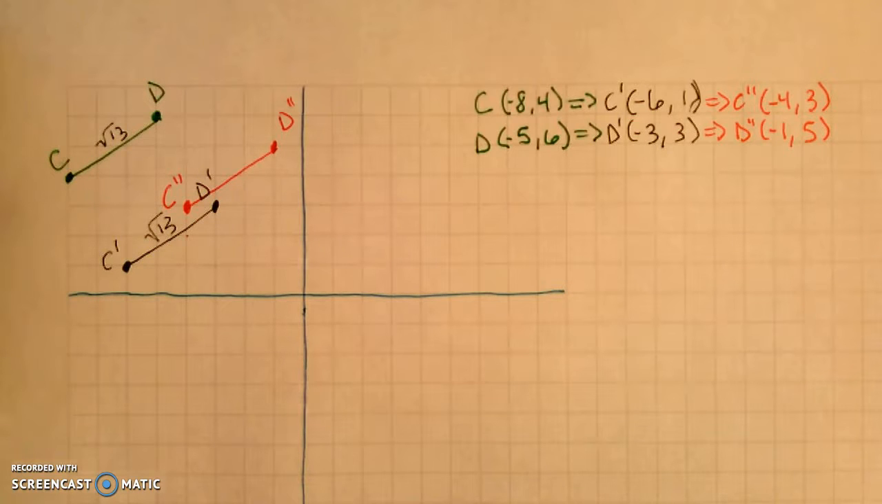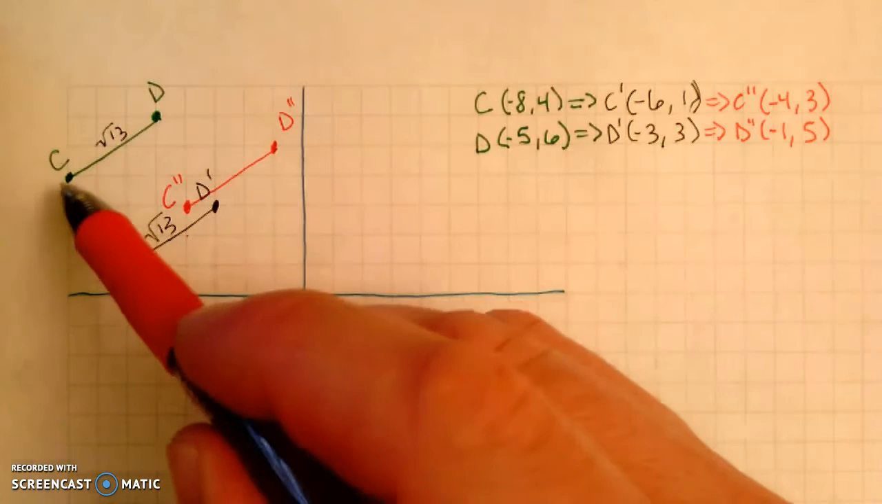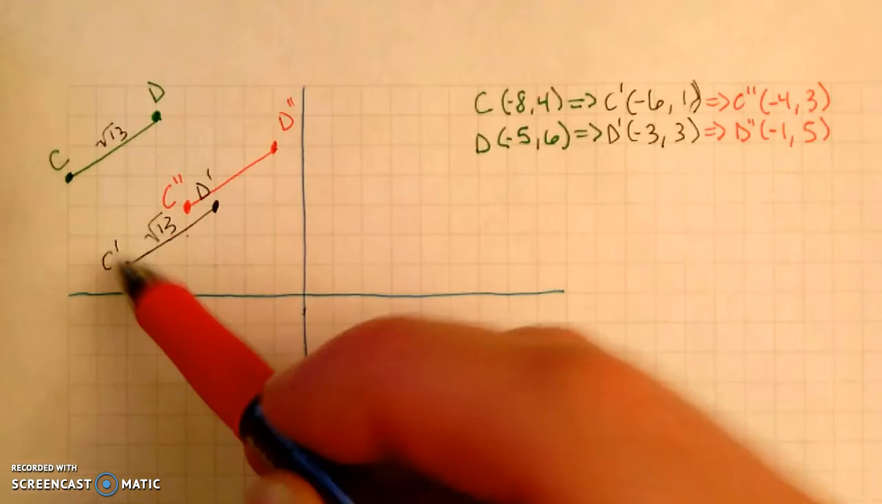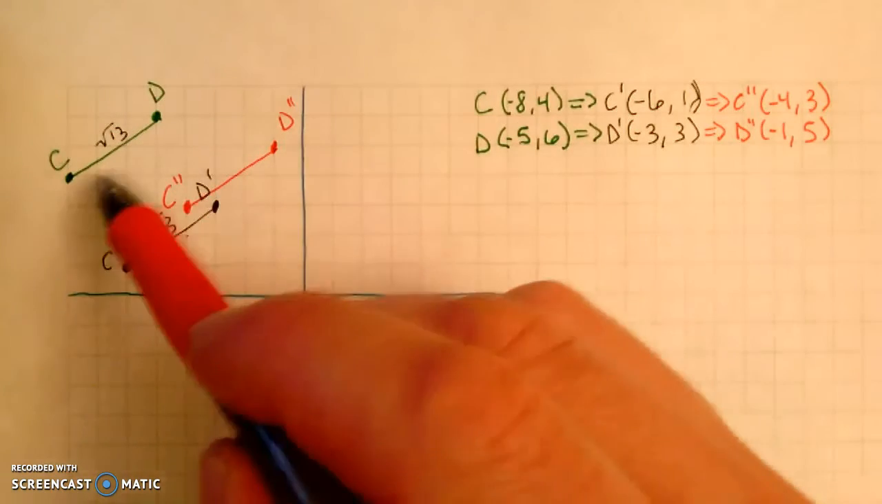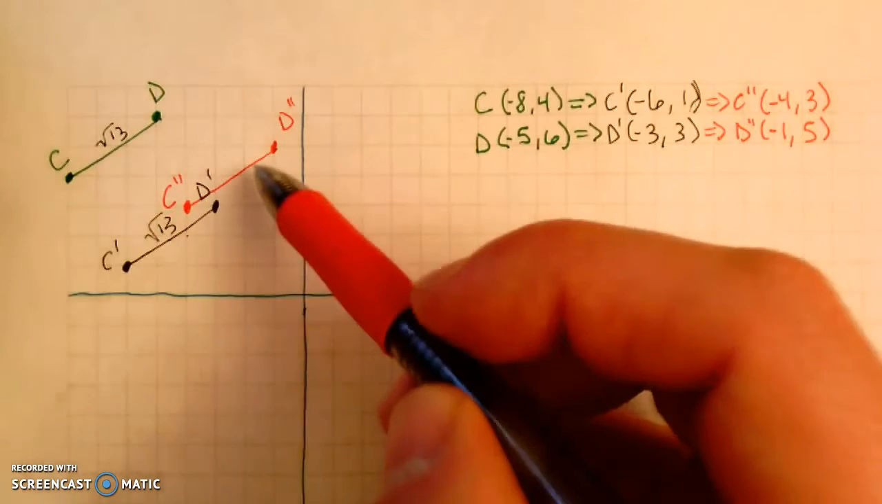On the first one, we were supposed to add 2 and subtract 3. That's the same as moving forward 2, down 3. Forward 2, down 3. So we move from the green, original, to this red over here.